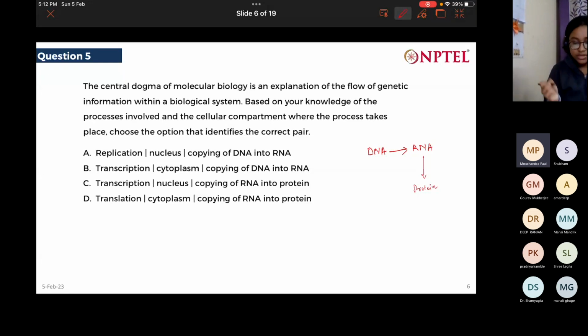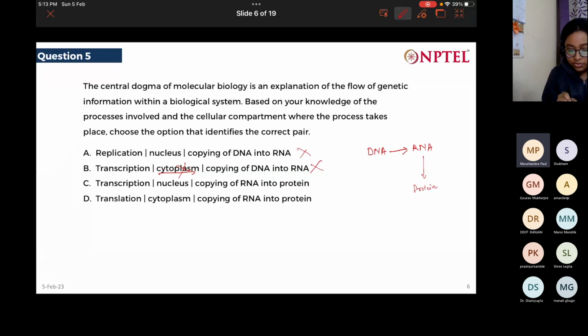So let's work it out. Here the replication happens in the nucleus, right? And replication doesn't involve copying the DNA into RNA. So this option will go off. Then transcription, it happens in the nucleus, right? And so this is already wrong. So this B will not be the answer.